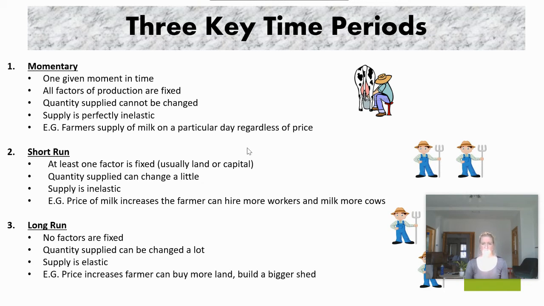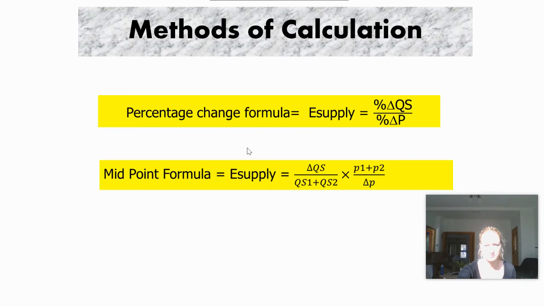Essentially they can purchase more land, they can build a bigger shed, or they can buy more tractors or more milking machinery so that they can milk more cows and be very responsive to the change in the price. So if price increased by 10%, the quantity supplied will increase proportionally more, something like 15%. Anything more than the 10% would show an elastic supply.